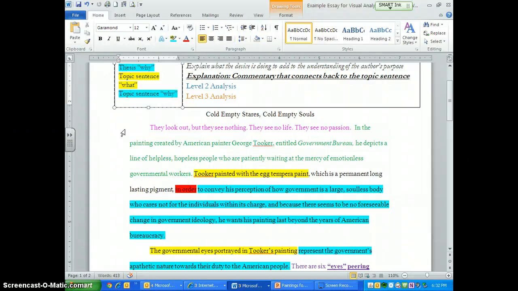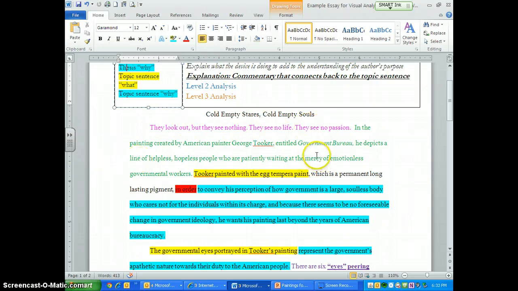For my lead-in sentence: they look out, but they see nothing. They see no life, they see no passion. So obviously we don't know who they is yet, but at least it keeps you inspired. I've used parallel structure with they look, they see.